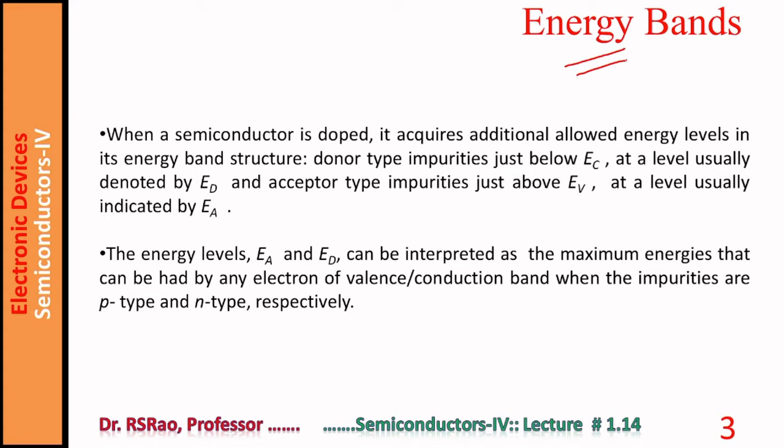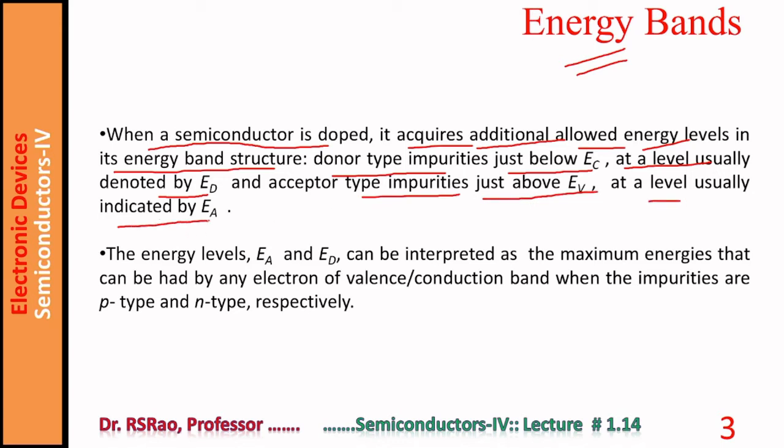This particular aspect is considered in this slide. When a semiconductor is doped, it acquires additional allowed energy levels in its energy band structure. Donor type impurities create a level just below EC, usually denoted by ED, and acceptor type impurities create a level just above EV, usually indicated by EA.